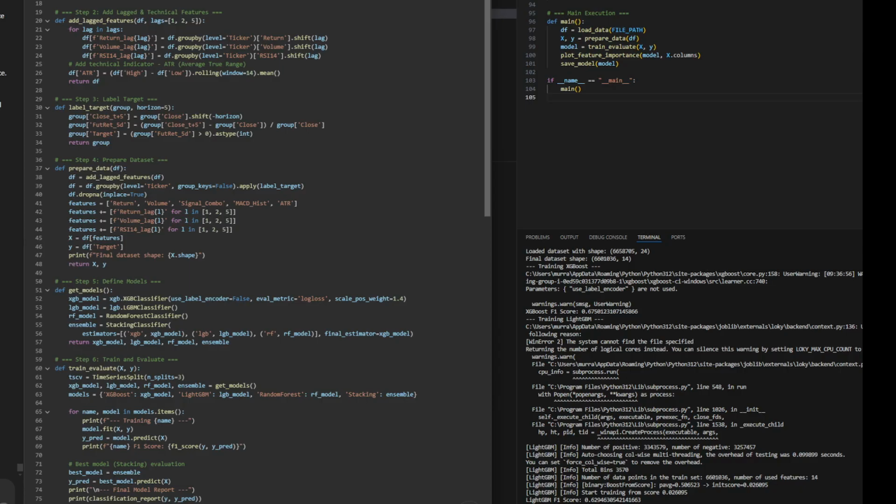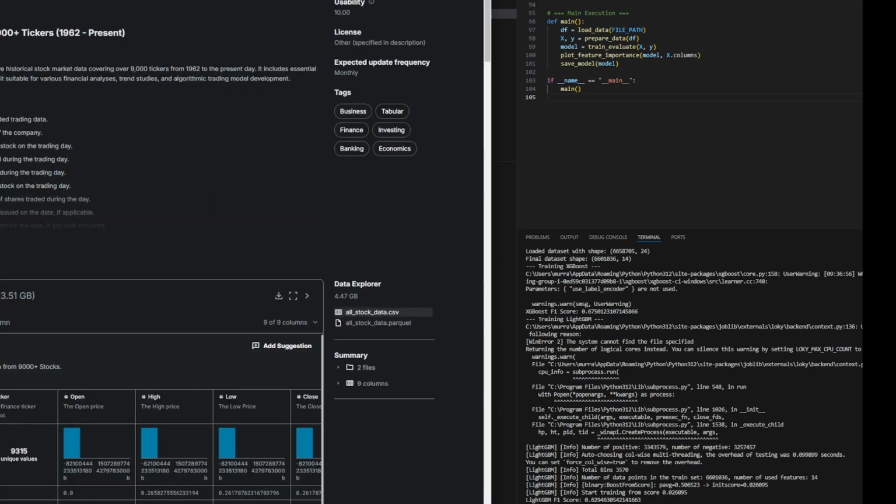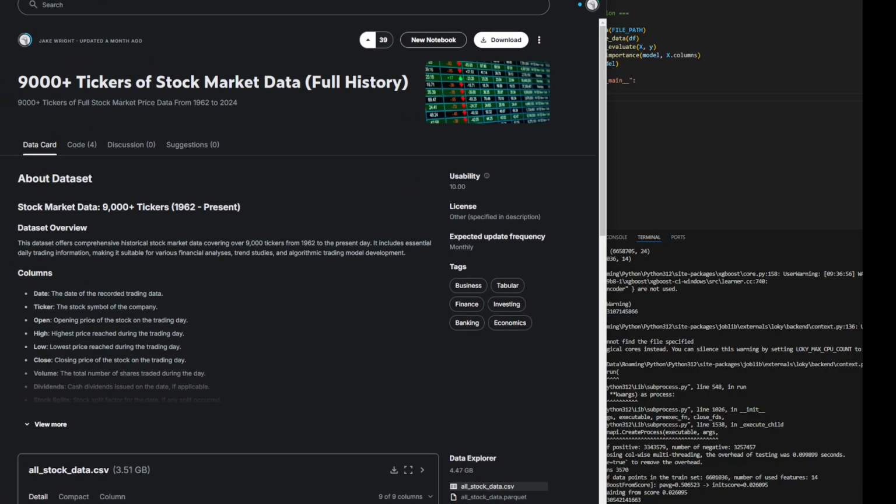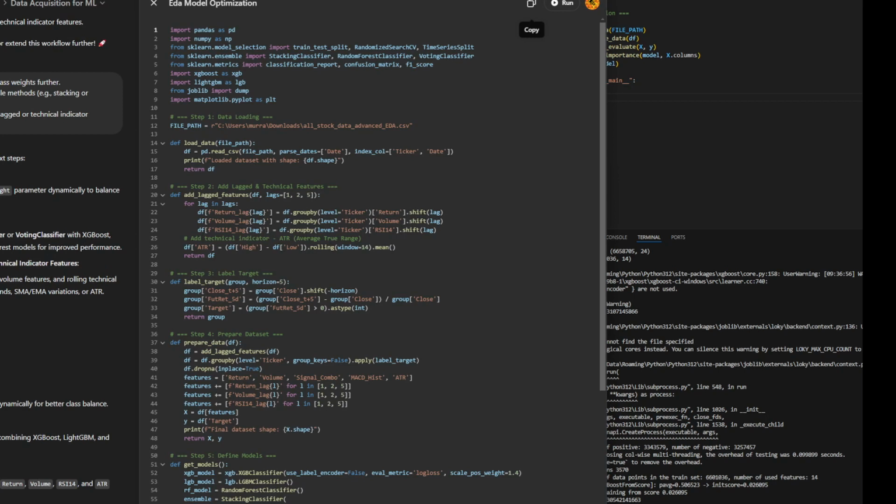So, by the way, the thing I was talking about yesterday in Kaggle, right? Here it is. 9,000 tickers, full history, back to 1962, and you can just download it there from Jake Wright. Thank you very much, Jake, for uploading that. Now, there are a few things you have to do to get the data ready. You've got to do some EDA, experimental data analysis, all right? And I've done quite a lot of work on this data already.